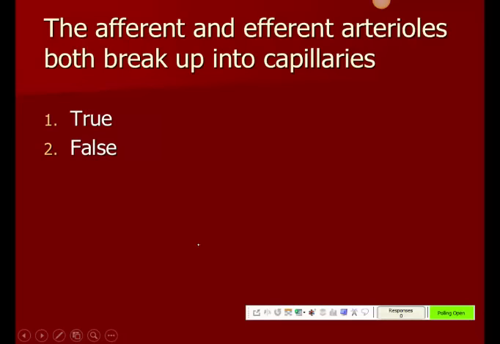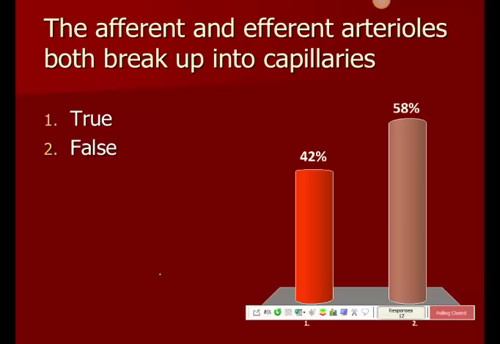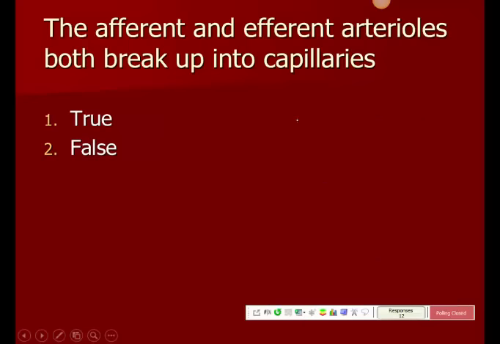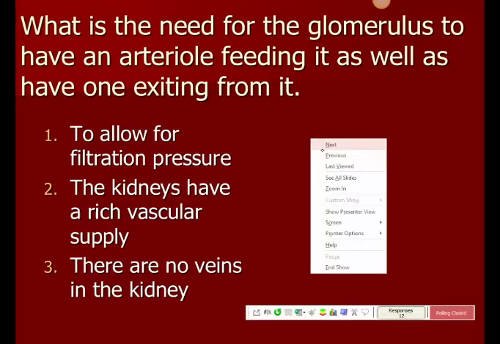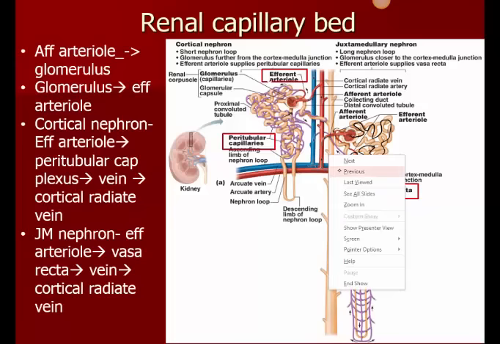Okay, is this true or false? Oops, it is true. Now look at this. Afferent arteriole breaks up into capillaries, which is the glomerulus.